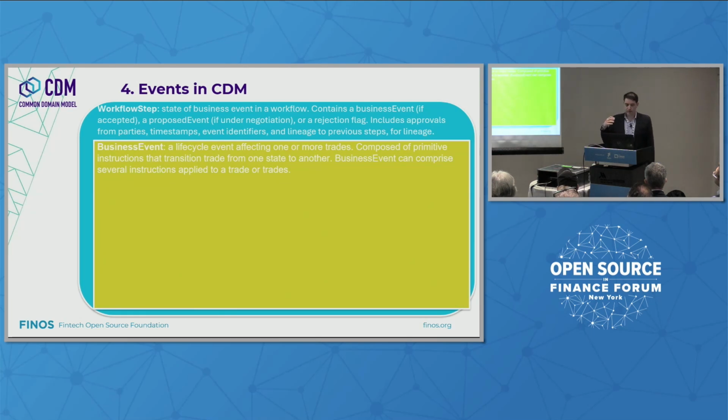Business events, which I've just discussed, are what is being operated on in the workflow. Think of a business event like a life cycle event that happens to a trade or some other piece of data in the model, composed of primitive instructions. The primitive instructions are effectively the building blocks which the CDM is made of, that basically change the trade from one state to another. So this is the business event that's changing. Think of it as new trade, increase, decrease, novation, those things that we talk about in financial institutions a lot.